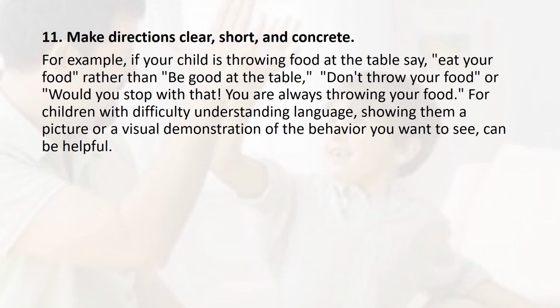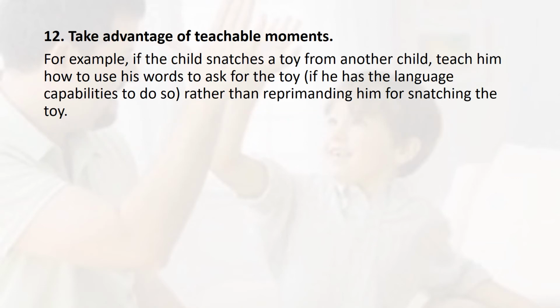Strategy number 11. Make directions clear, short, and concrete. For example, if your child is throwing food at the table, say eat your food rather than be good at the table, don't throw your food, or would you stop that? You are always throwing your food. For children with difficulty understanding language, showing them a picture or a visual demonstration of the behavior you want to see can be helpful. Strategy number 12. Take advantage of teachable moments. For example, if the child snatches a toy from another child, teach him how to use his words to ask for the toy, if he has the language capabilities to do so, rather than reprimanding him for snatching the toy.